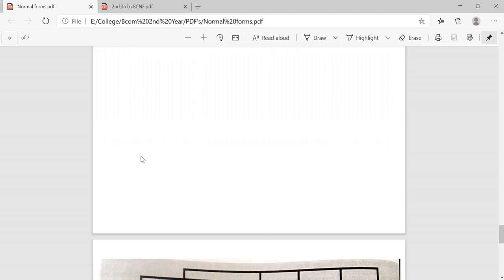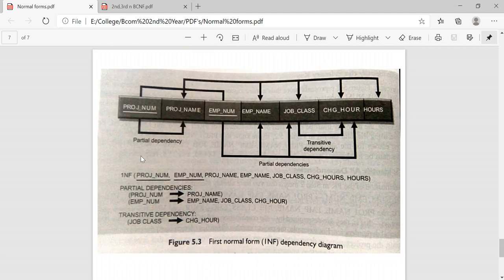We will overcome this by splitting the table. See, this is called the dependency diagram. The most important part that you have to write in your answer. If you miss this, then it will not fetch you any mark. You will not get even a single mark for the answer for normal forms, right? So the most important part of your answer should be the dependency diagram.